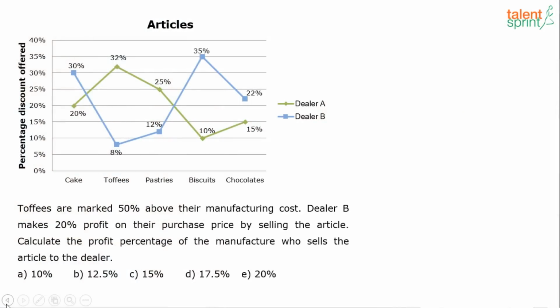The next question on your screens now. Toffees are marked 50% above their manufacturing cost. Dealer B makes 20% profit on their purchase price by selling the article. Calculate the profit percentage of the manufacturer who sells the article to the dealer. This should be manufacturer. I'm sorry about this typo. The time starts now.